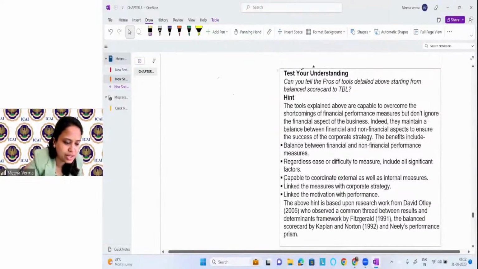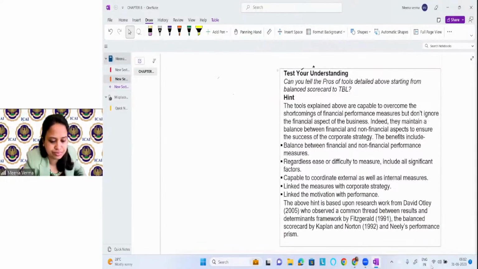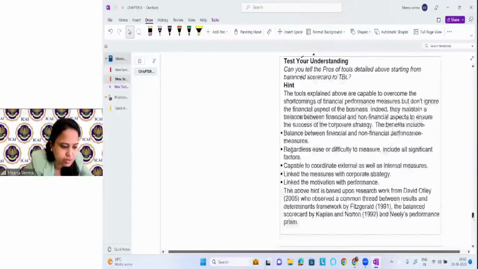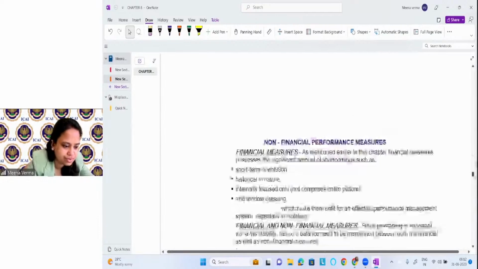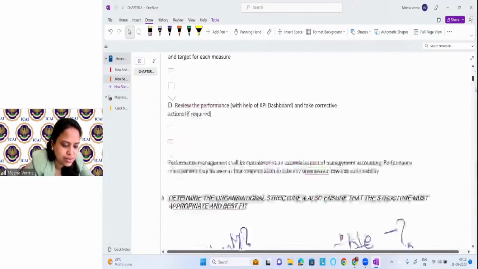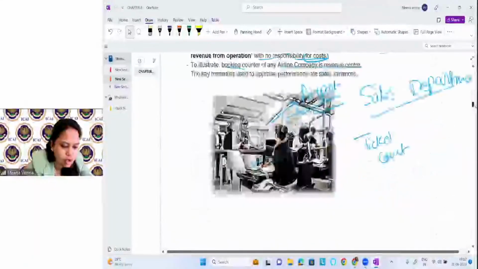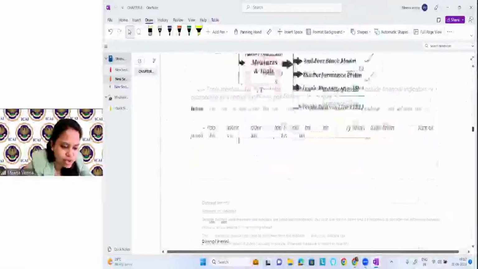Okay. So we have covered, I think, all the models. We have covered all the models. Yes, we have covered it all. So the point is that we have covered all the models of financial and non-financial measures.